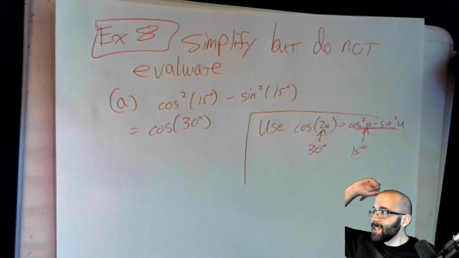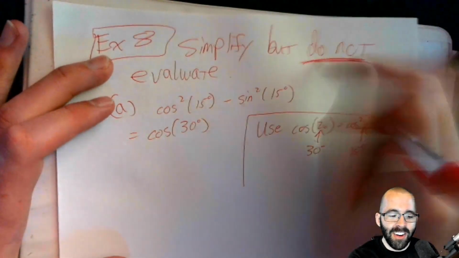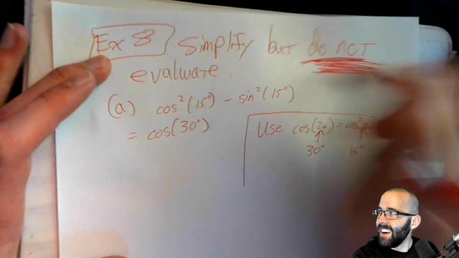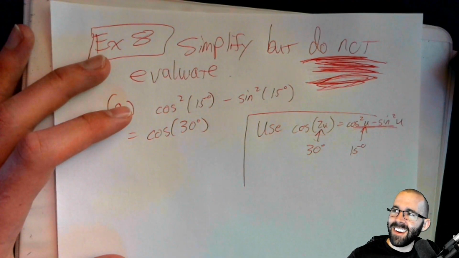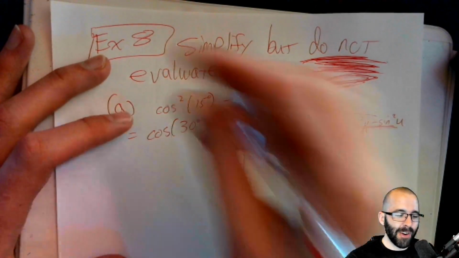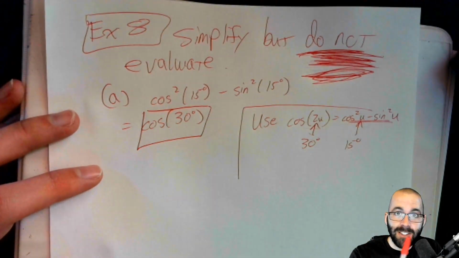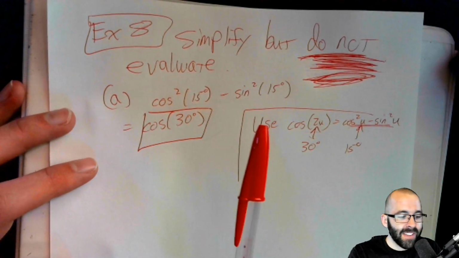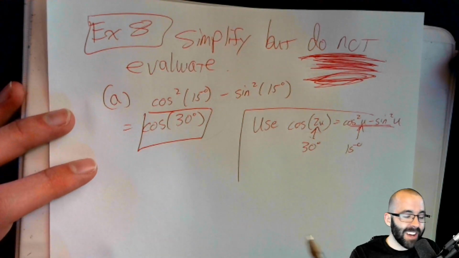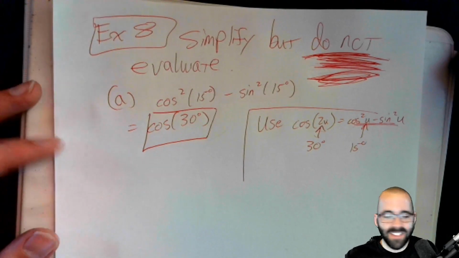And you might say, oh, let's draw a triangle. I know what cosine of 30 degrees is, but no. Do not evaluate. So stop right there. Simmer down. Read the instructions. Please, please, please read the instructions. If you're taking an exam and you don't read the instructions, I'm going to get very sad. And you might want to make me sad, but anyway.